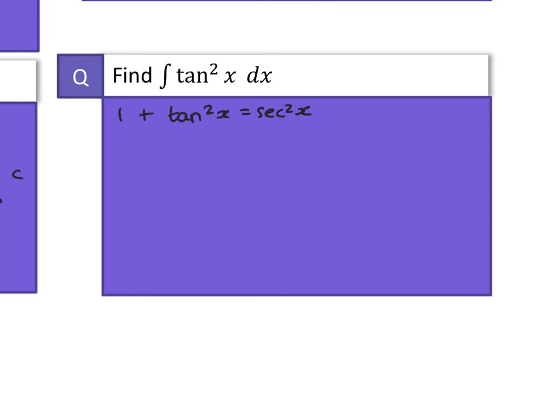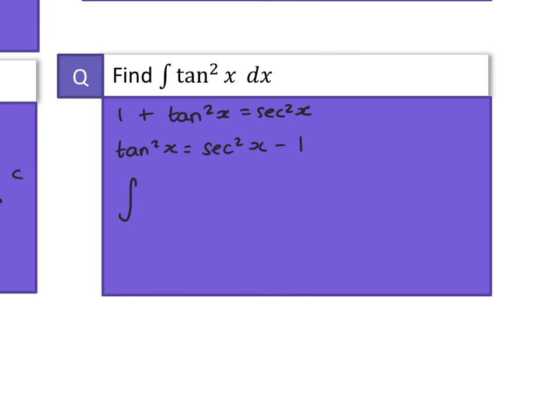Now, you're not given this in the formula book, so you really need to remember this. So if we rearrange this, we're going to get tan squared x equals sec squared x minus 1. Now, you can see I always write the identity first.